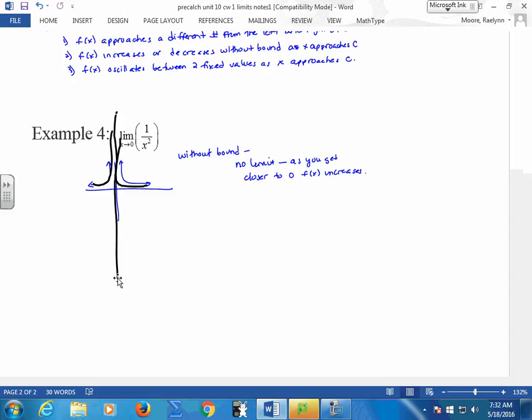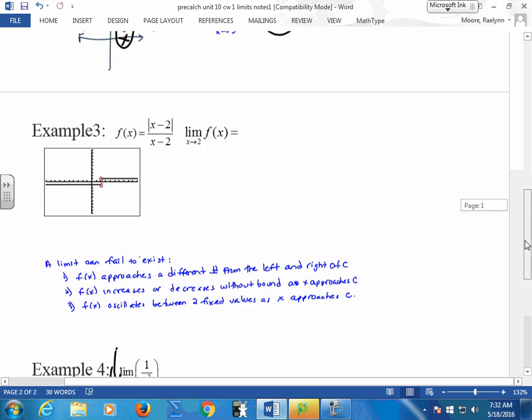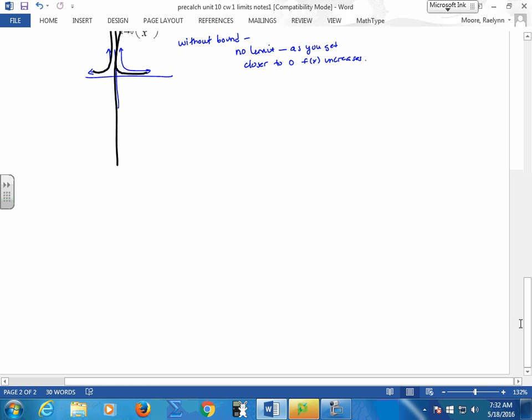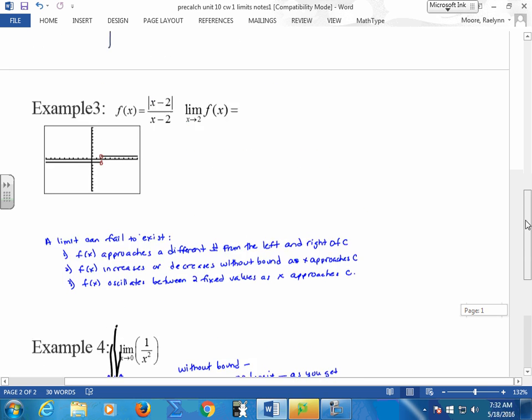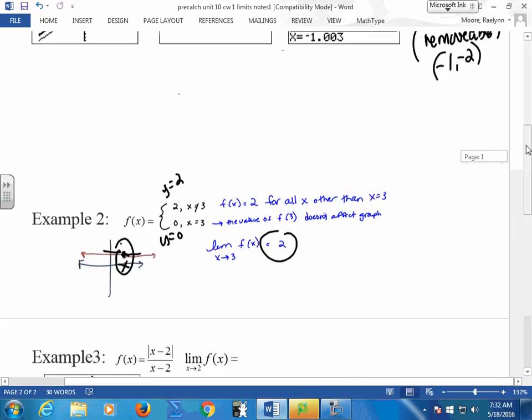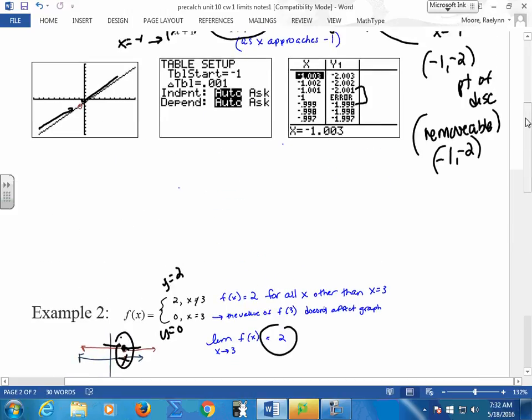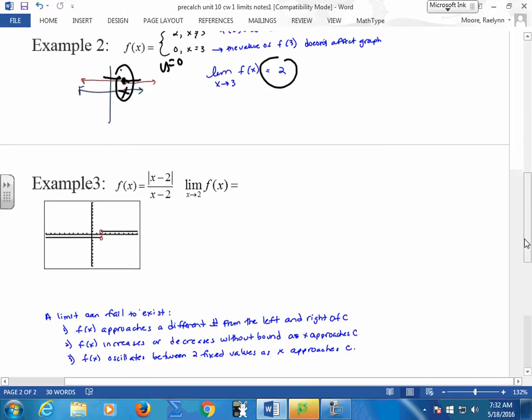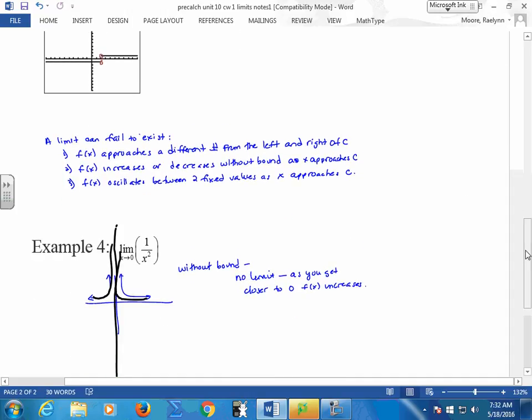So this is basically what we're revisiting, your limits right now. And graphically, you can look at them. You can clearly see a point when it's removable, and we call this our point of discontinuity. If we can't remove it, it jumps. There's no way it's going to meet. It has no limit. And a limit can fail from these three things. This is important to know.